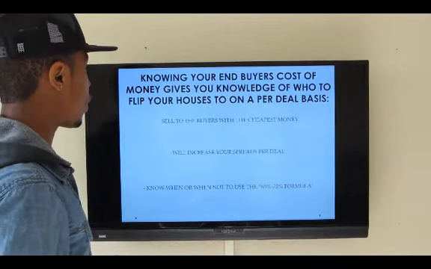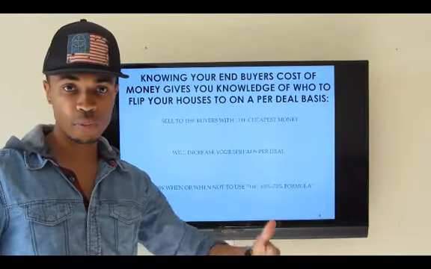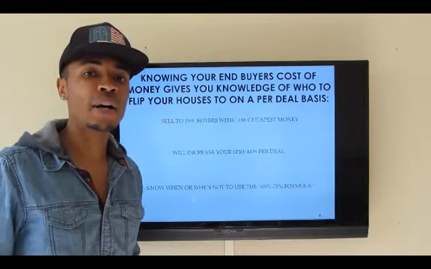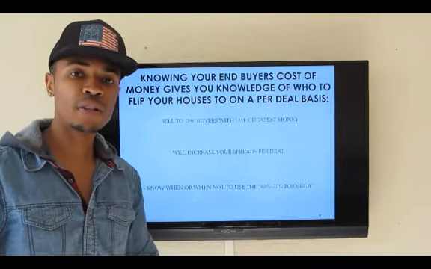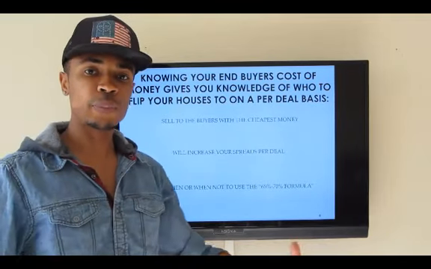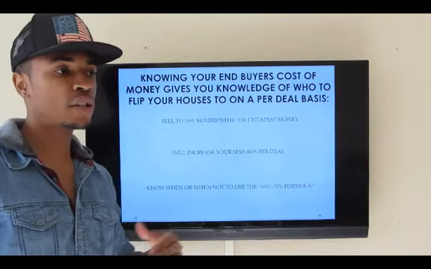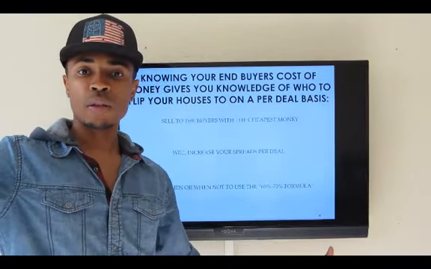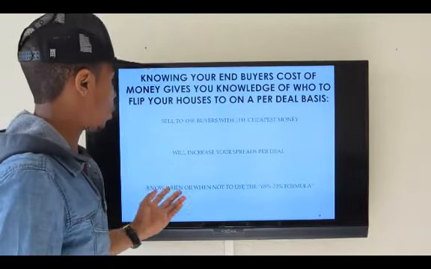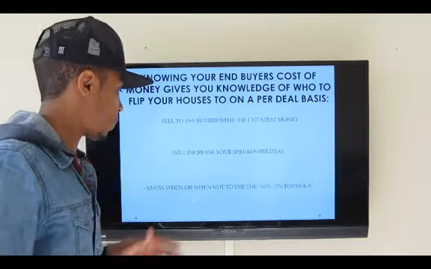So knowing your end buyer's cost of money gives you knowledge of who to flip your houses to on a per deal basis, all right? Sell to the buyers with the cheapest money, and you need to know that. If I have 123 Main Street under contract, who can I flip it to? I can flip it to Bob the buyer, because his cost of money is cheaper than Susan the buyer's, okay? All right, so this will increase your spread per deal. It's as simple as that.